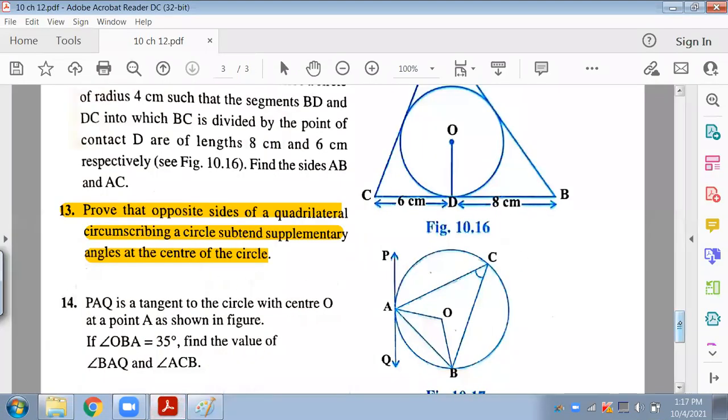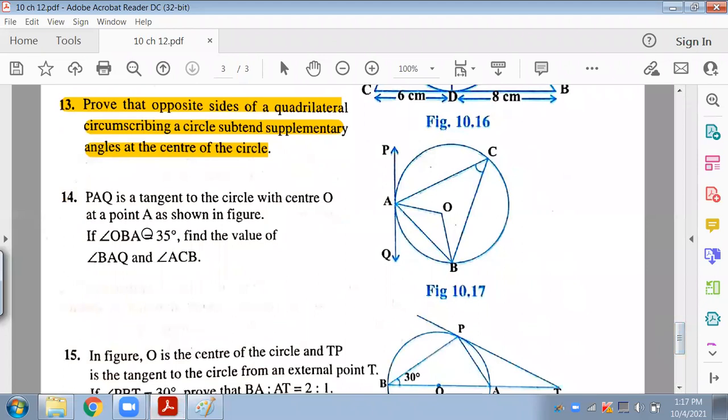Next, we're going to take question number 14 from 10.2. Now let's read the question. PAQ is a tangent to the circle with center O at a point A, as shown in the figure. So the figure is given on the right side. And angle OBA is 35. Find angle BAQ and angle ACB.